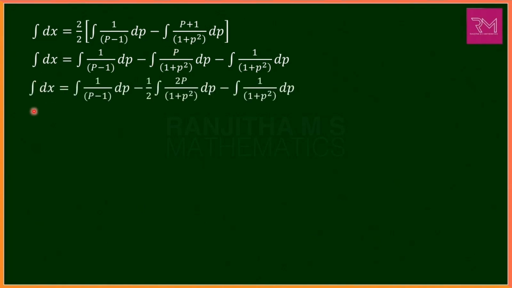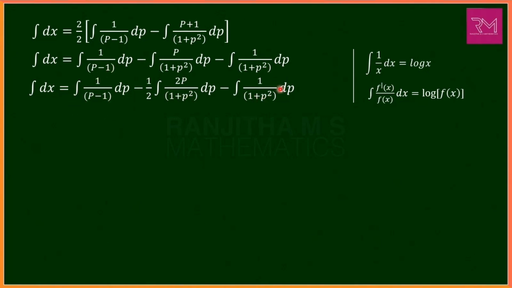We get integration of dx, which is equal to integration of 1 by p minus 1 into dp minus, if we multiply and divide by 2, 1 by 2 into integration of 2p by 1 plus p square into dp minus integration of 1 by 1 plus p square into dp. If we cancel this 2 term, the remaining is this equation itself. So we know that integration of 1 by x into dx is log x.